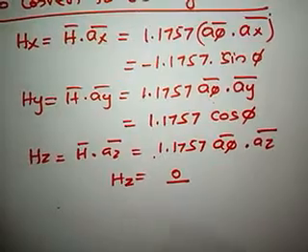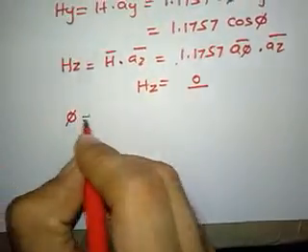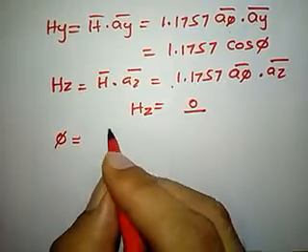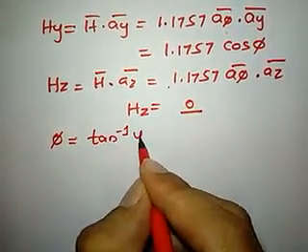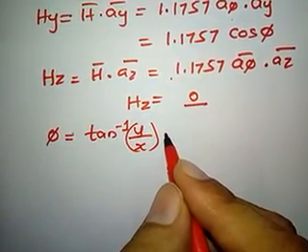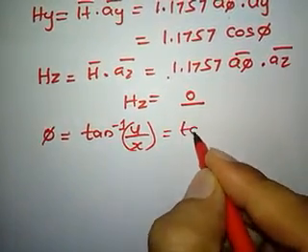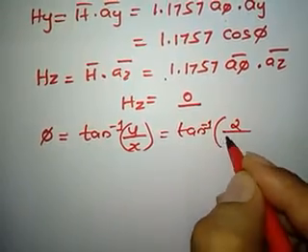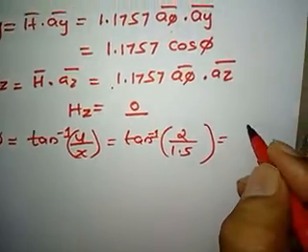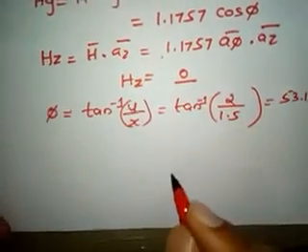Okay, now we got Hx, Hy and Hz. Next we have to find the angle phi. In module 1 we have studied the relationship between the Cartesian and cylindrical systems. From there, phi is given by tan inverse of y by x. We derived this equation when studying that relationship. This comes out to tan inverse of 2 divided by 1.5, which will be equal to 53.13 degrees. You have to keep the calculator in degree mode.